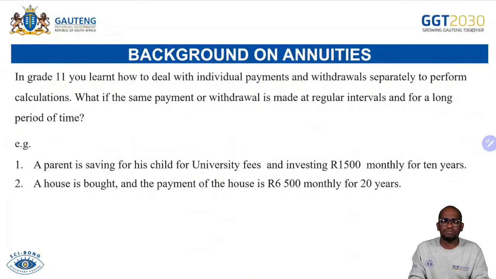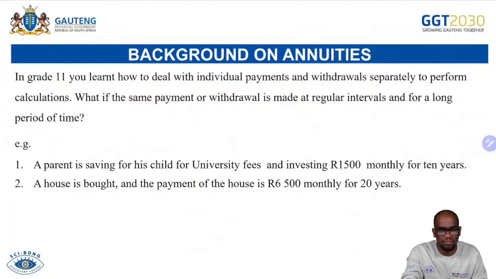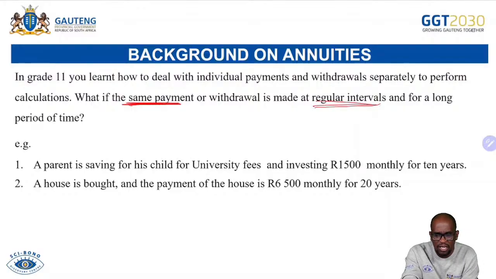Now I want to take you through the background of what it means when someone says, I have an annuity. We are talking about this in the context of mathematics and in particular financial mathematics, all right? In grade 10, you learned how to deal with individual payments and withdrawals separately to perform calculations. That's what you were doing in those timelines in grade 10 and grade 11. What if the same amount of withdrawal is made at regular intervals, all right? Underline same amount, regular intervals, all right? For a long period of time.